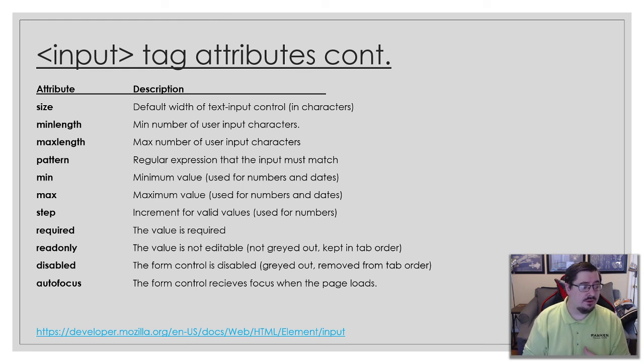And then finally, autofocus. Autofocus is another Boolean attribute you can apply, and that says that this control should have focus when the page is loaded. So typically you're going to put autofocus on the first control in the page so that the keyboard automatically puts focus on that first input.